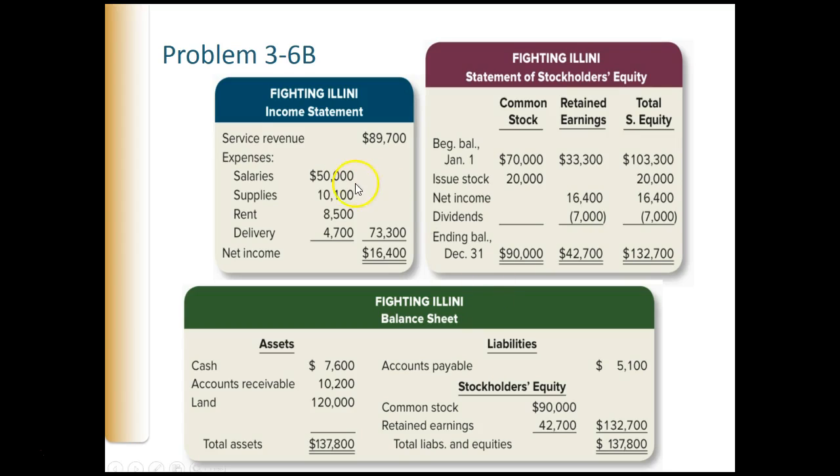So we know from this income statement our revenue has a balance of $89,700. We want to zero that out. We have four expense accounts here: salaries of $50,000, supplies of $10,100, rent of $8,500, and delivery expense of $4,700. We're going to zero all of those out. In addition, we will also zero out our dividends account. That is a temporary account.